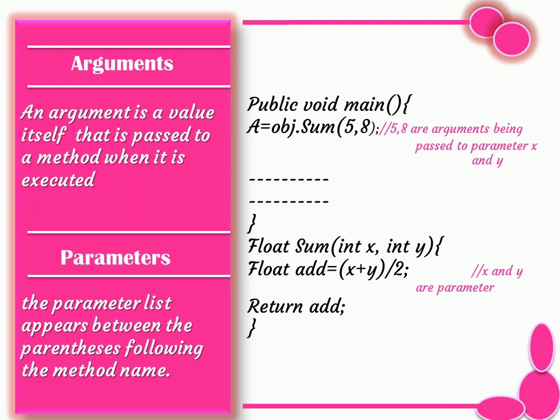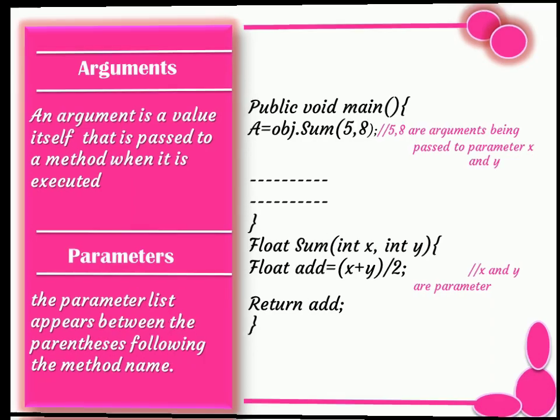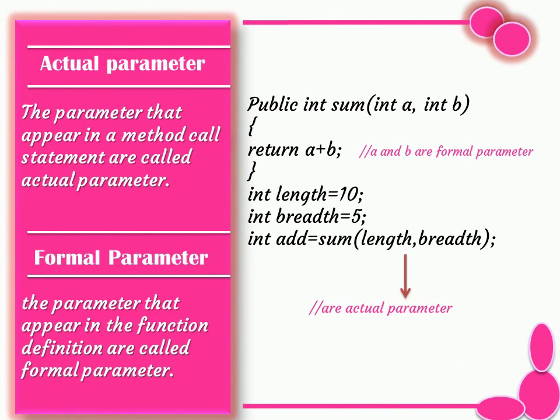So look at the float sum(int x, int y). So this int x and y are the parameters, but we cannot call this x and y an argument. Okay. So next we'll see what is actual parameter and formal parameter.